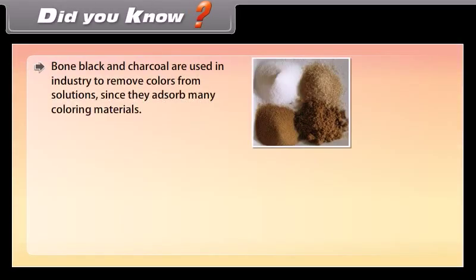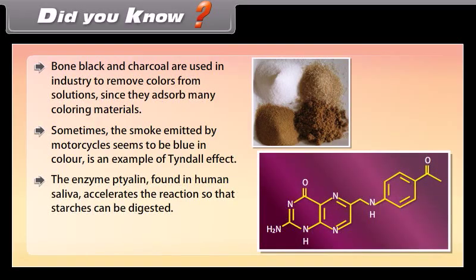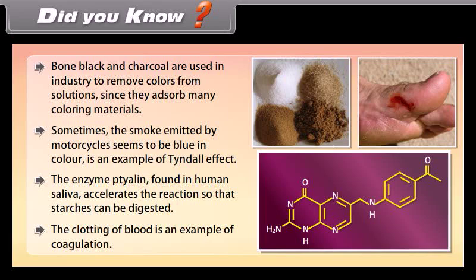Did you know? Bone black and charcoal are used in industry to remove colors from solutions since they absorb many coloring materials. Sometimes the smoke emitted by motorcycles seems to be blue in color, which is an example of the Tyndall effect. The enzyme ptyalin, found in human saliva, accelerates the reaction so that starches can be digested. The clotting of blood is an example of coagulation.